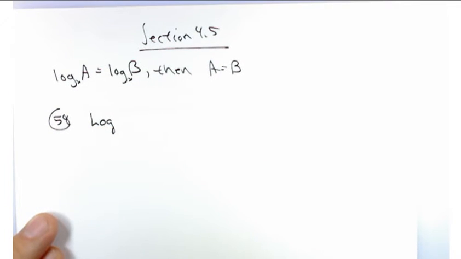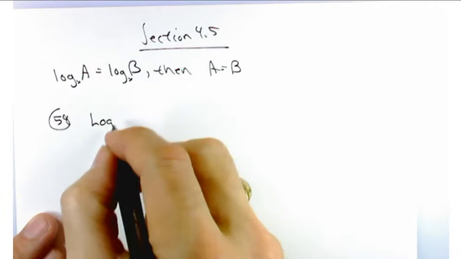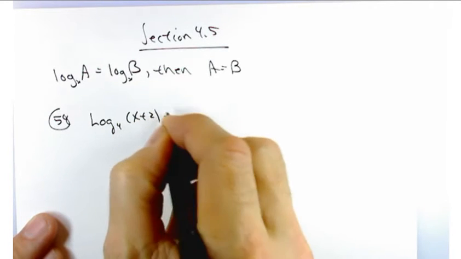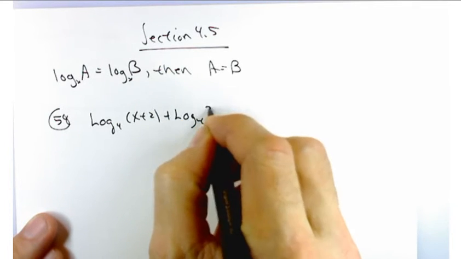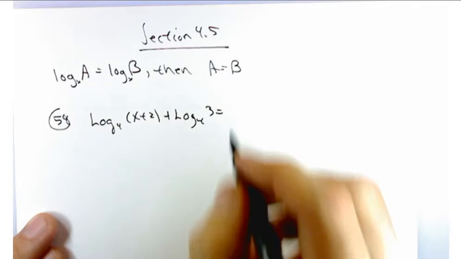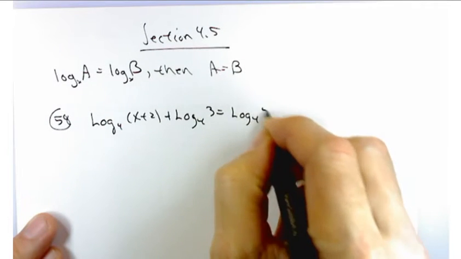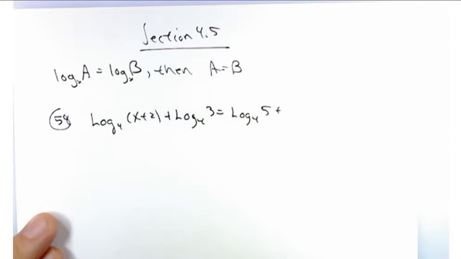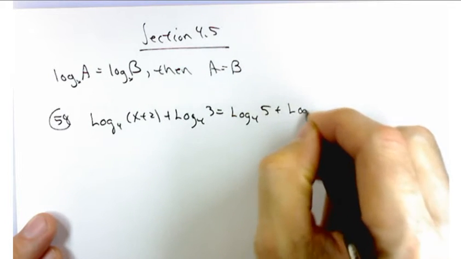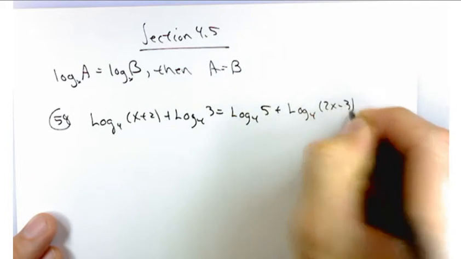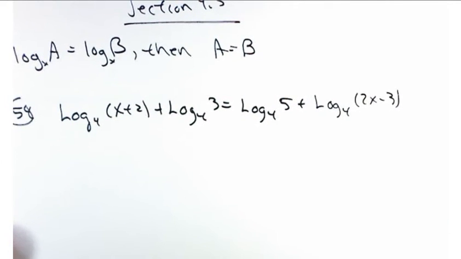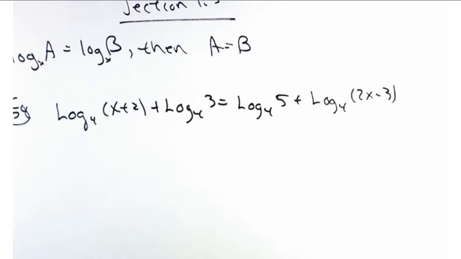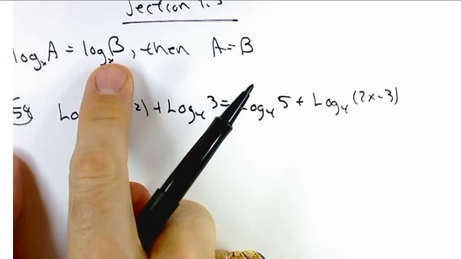Log base 4 of x plus 2 plus log base 4 of 3 equals log base 4 of 5 plus log base 4 of 2x minus 3. Okay, so I can't just cancel out the logs right away because I don't have it written in this form of one log equals another log.